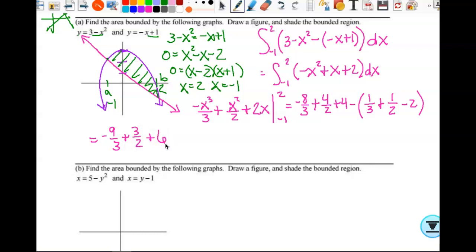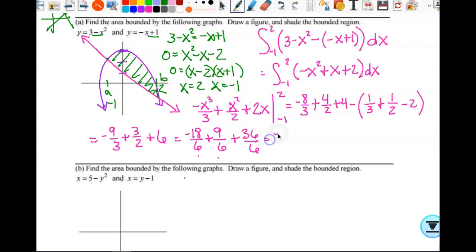Not saying you have to do it my way. I'm just saying I was going to end up with fractions anyway, right? And what is my common denominator here? 6. So I can double this first one. This will give me -18 over 6 plus 9 over 6 plus 36 over 6. So this -18 plus 9 is a -9/6.